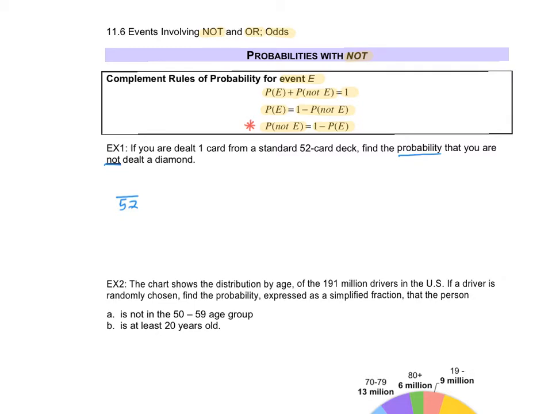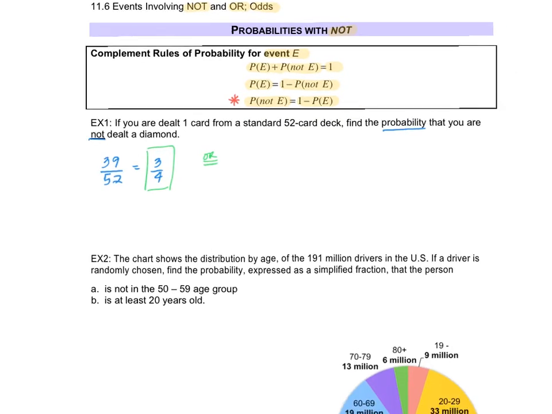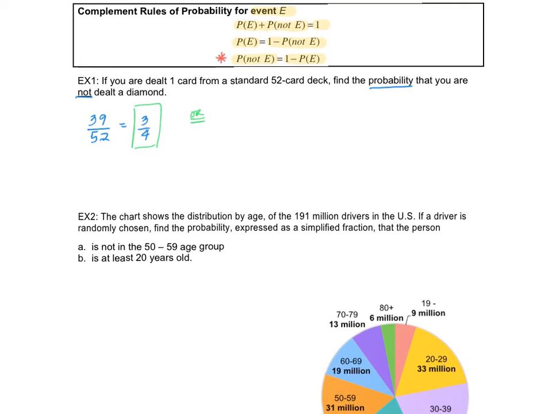So what you could do is count all the cards that are not diamonds. That would be 3/4 of the deck, or 39 cards out of the 52, which would be 3/4. Or you could use the not formula. So the probability that you're not dealt a diamond would be equal to 1 minus the probability that you do get a diamond.